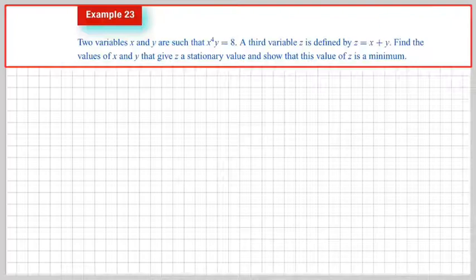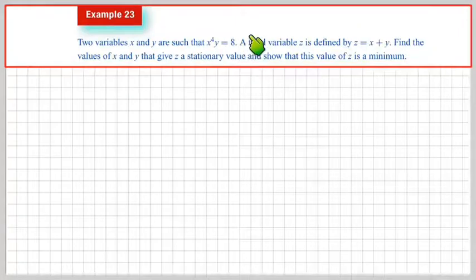Find the values of x and y that give z a stationary value and show that this value of z is a minimum. I can smell a gradient table coming, don't you? Well, this is a pretty interesting question because we've got z as a function of two variables, where one of those variables is related to the other by a formula we're given here.